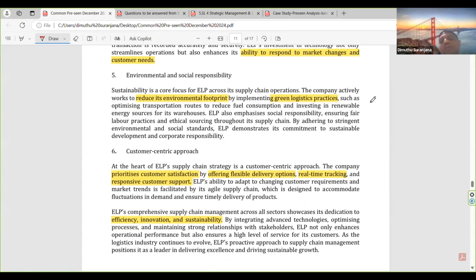Sustainability is a core focus for ELP across its supply chain operations. The company actively works to reduce its environmental footprint by implementing green logistics practices such as optimizing transportation to reduce fuel consumption and investing in renewable energy sources for its warehouses.